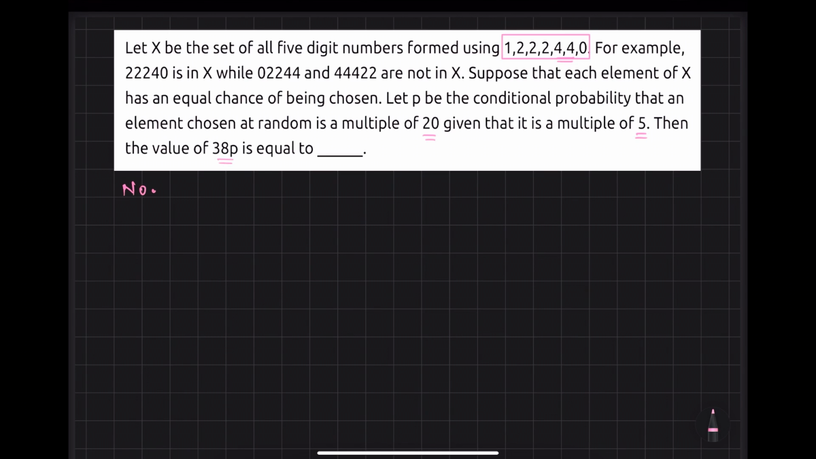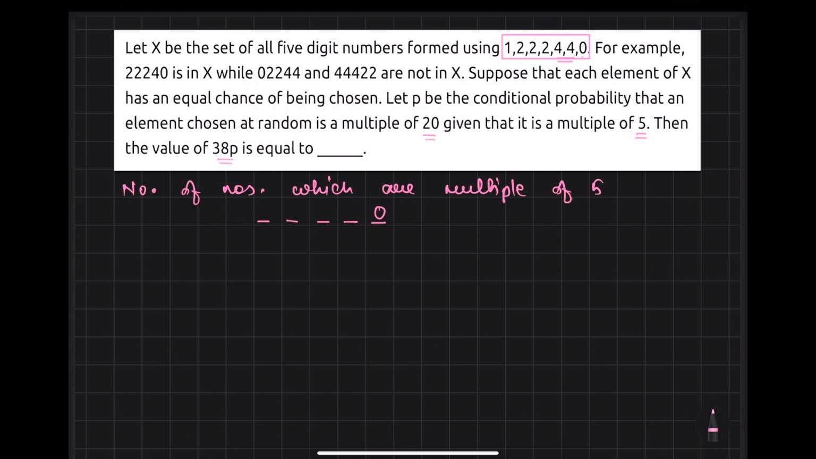So first we will find the number of numbers which are multiples of 5. If a number has to be a multiple of 5, we need to put 0 or 5 in the unit place. But you have only 0. So on the unit place you can put 0 only. So it is 1, 2, 3, 4 and 5. So 0 is fixed.